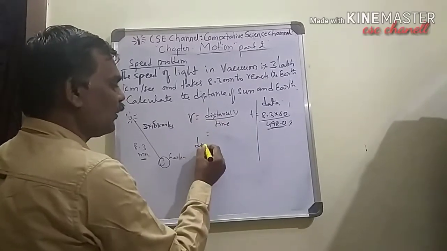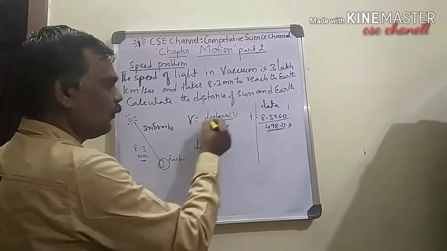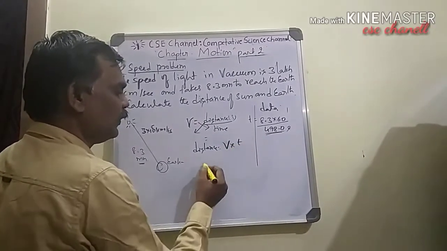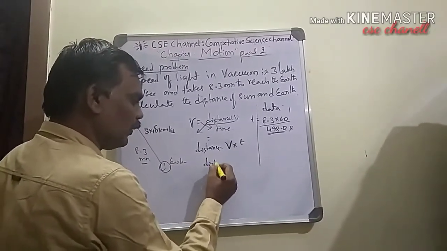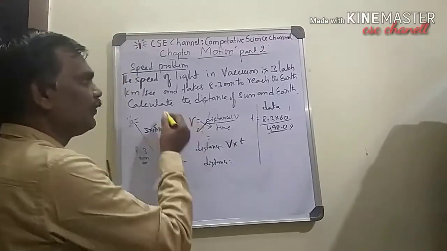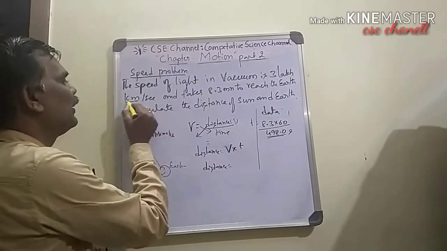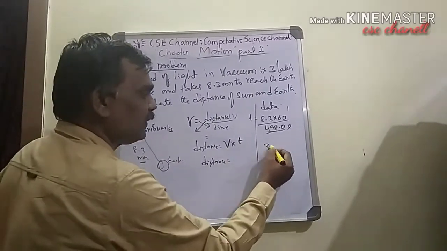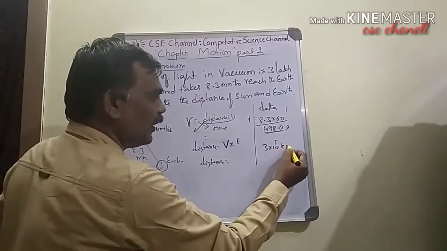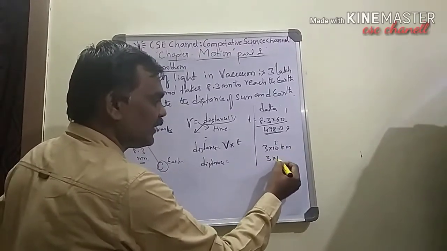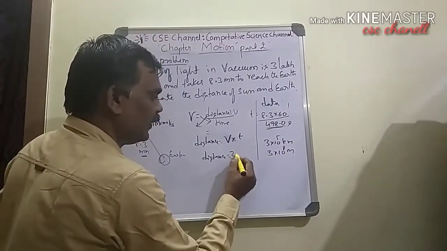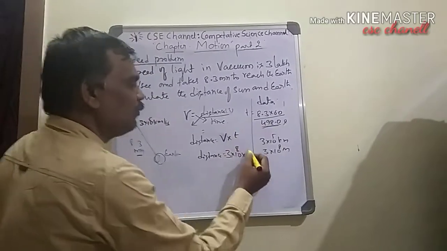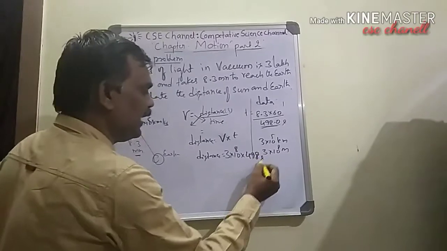Now the distance we want to calculate. When you cross multiply the speed into time, distance is equal to speed, 3 lakh kilometer. So 3 lakh kilometer is 3 into 10 power 5 kilometer. When you convert into meter, it is 3 into 10 power 8 meter, into time 498 seconds.